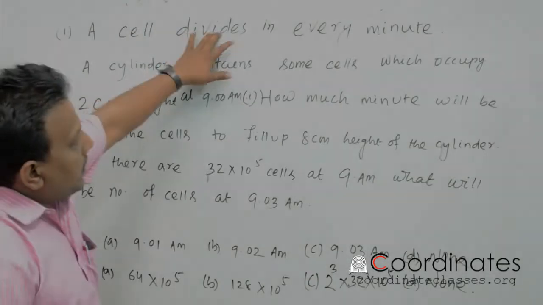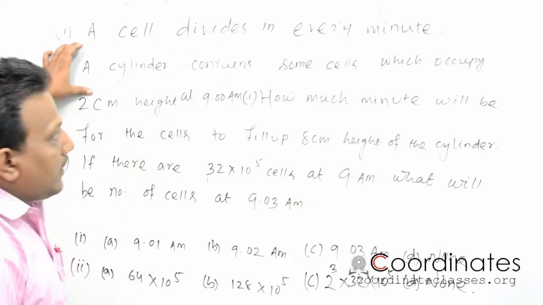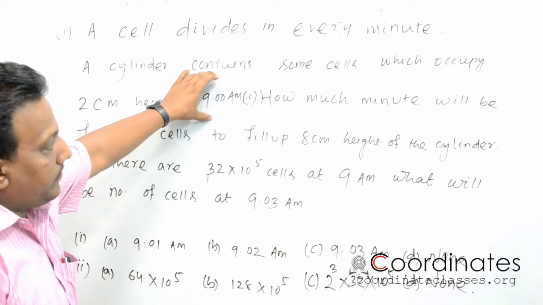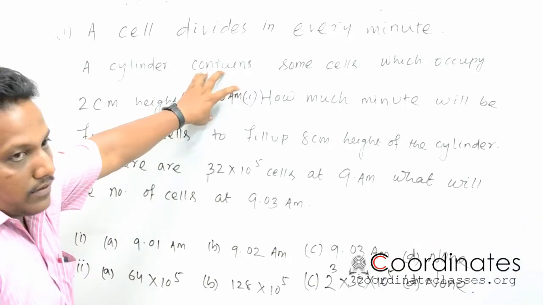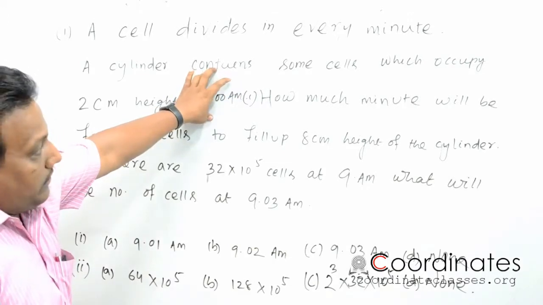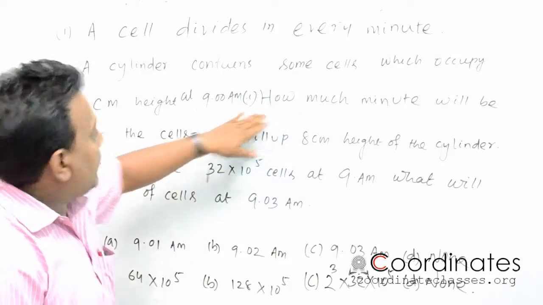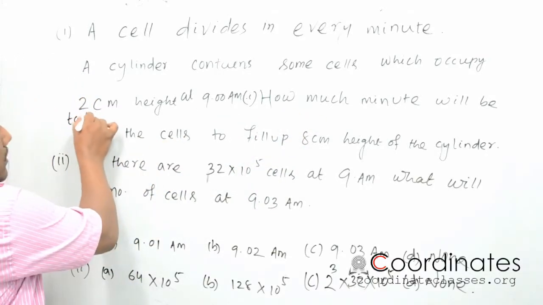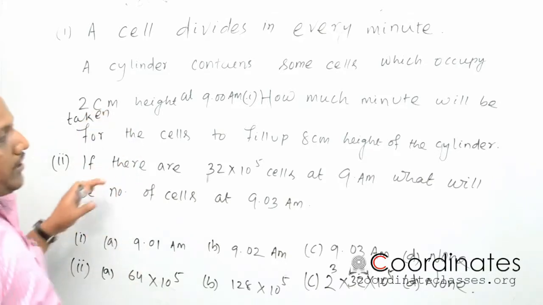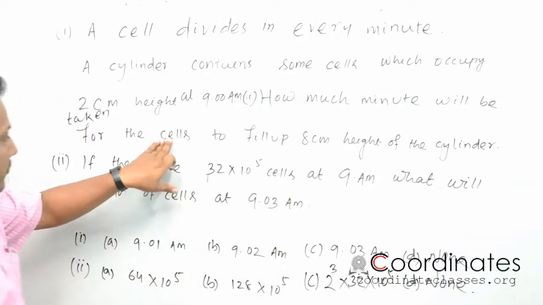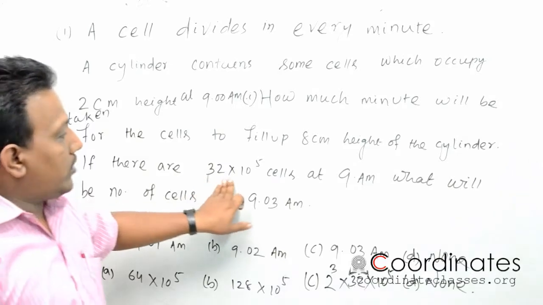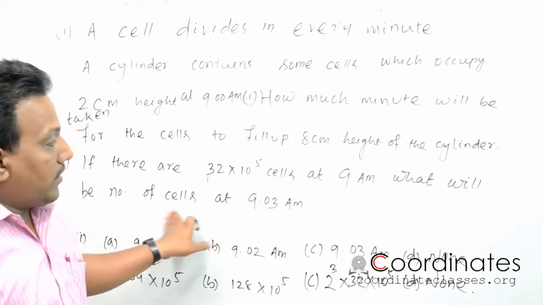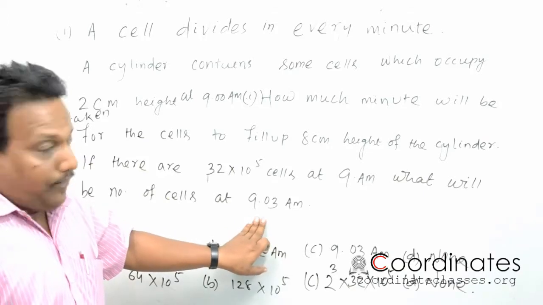A cell divides in every minute. A cylinder contains some cells which occupy 2 cm height at 9 am. Now there are two questions attached to this one. First one, how many minutes will be taken for the cells to fill up 8 cm height of the cylinder? The second question, if there are 32 into 10 to the 5 cells at 9 am, what will be the number of cells at 3 am?